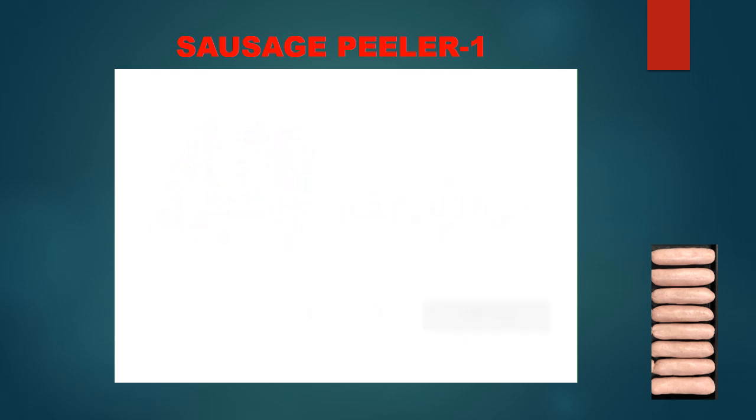This is a small capacity, somewhat manual machine for peeling of sausages. And the next one we are going to see has bigger capacity, more automatic, in large capacity.